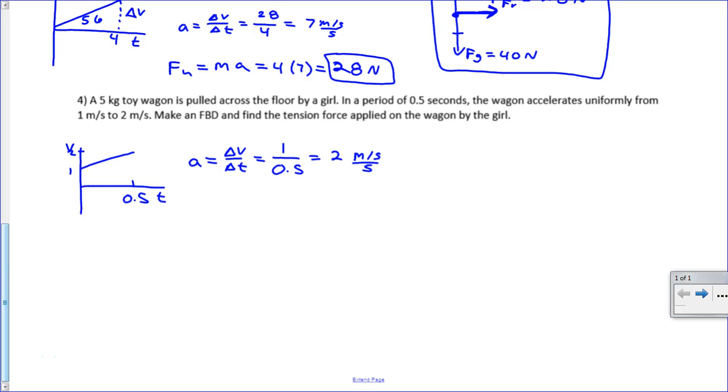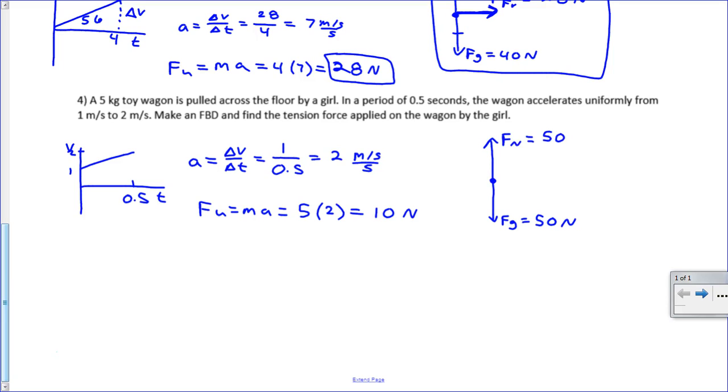The next thing we're going to do is use our Fu equals ma equation. In this case, the mass is 5. The acceleration is 2, so the Fu ends up equaling 10 newtons. All right, so we know the unbalanced force is 10. And then this works out similar to the last one. We've got a gravitational force downward, Fg. It's 5 kilograms, so that's 50 newtons. We also have a normal force up, Fn, which equals 50 newtons.